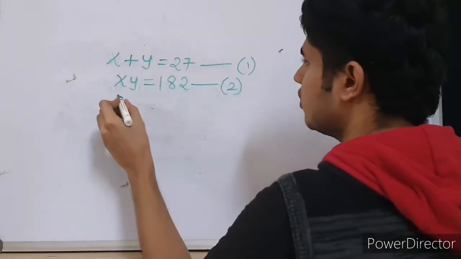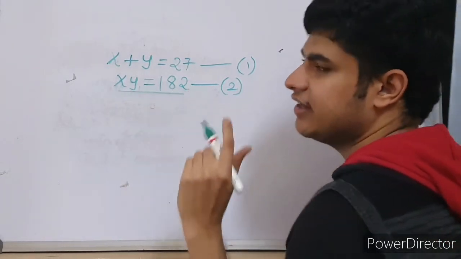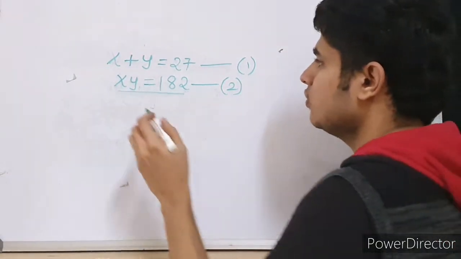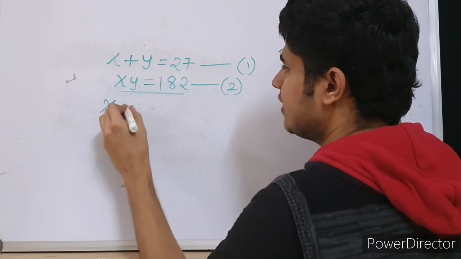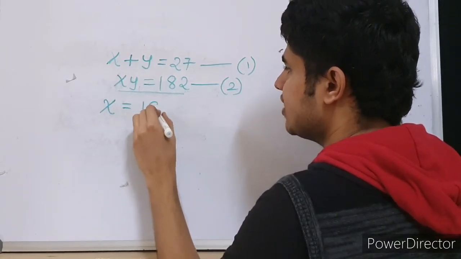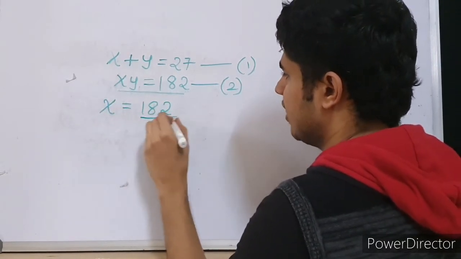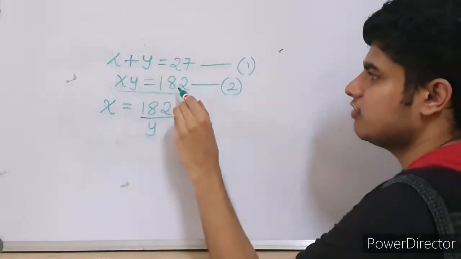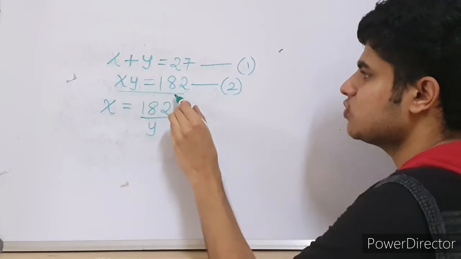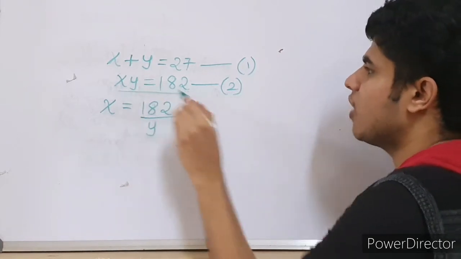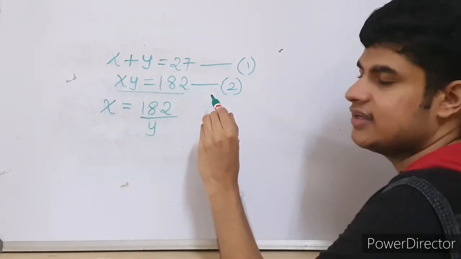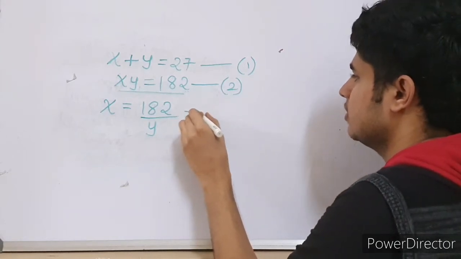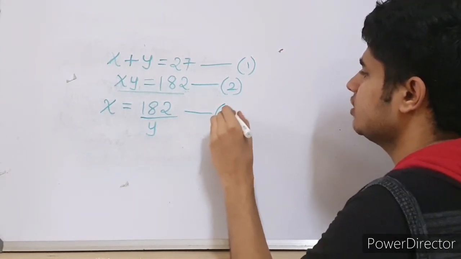So I know the product of these two is 182. So x can be 182 by y. I'm just substituting from xy = 182. So x = 182/y, as y will go to the other side in the denominator's place. I will call this equation 3.